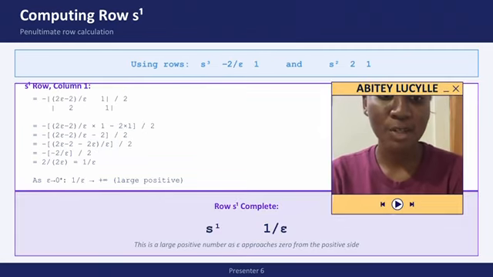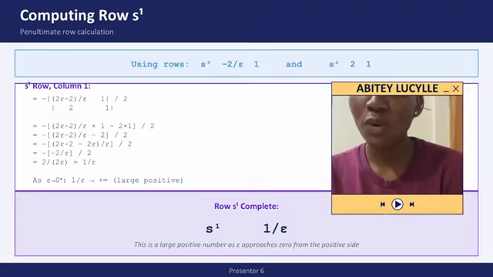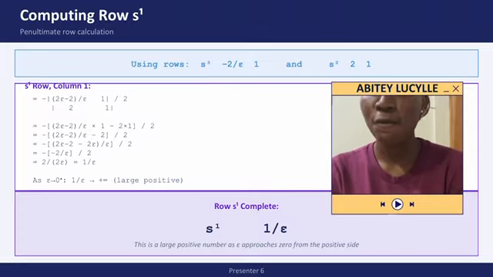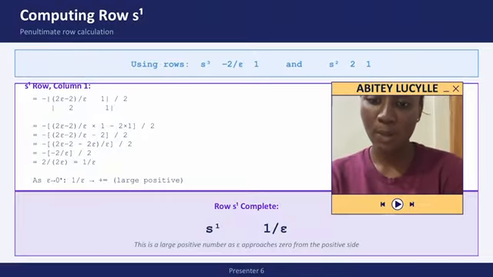So I'll be taking us through computing for row S1. We'll be using rows S cubed and S squared. For row S cubed, we have negative 2 over epsilon and 1, and for S squared we have 2 and 1. So for the first element of S to the first, that's S1, our matrix has negative 2 over epsilon and 1 from S cubed, and 2 and 1 from S squared.